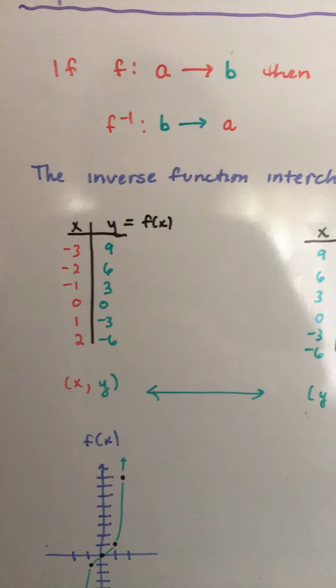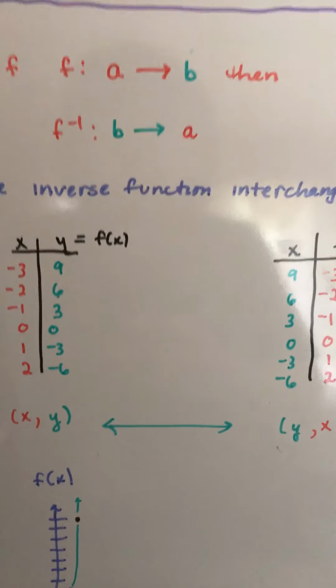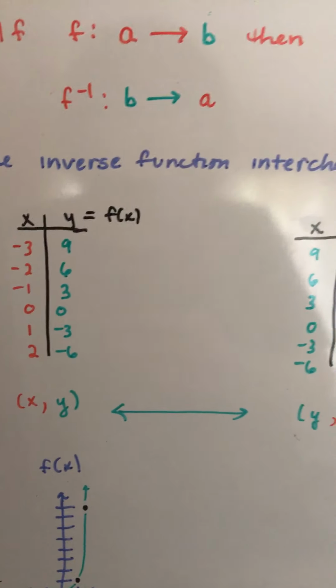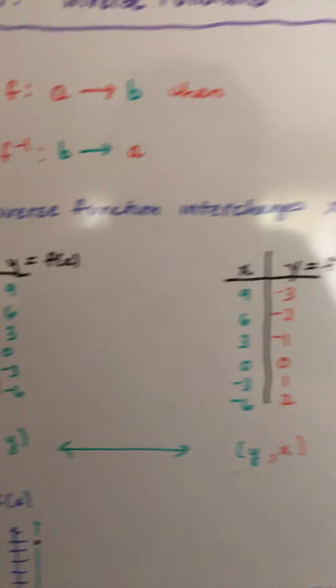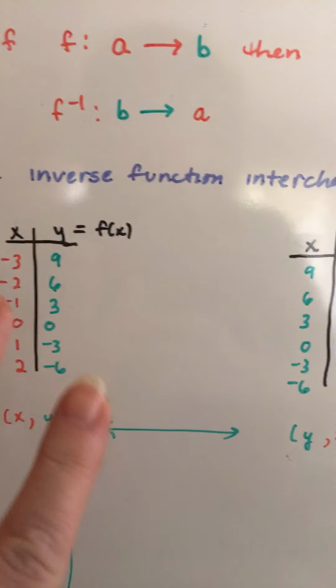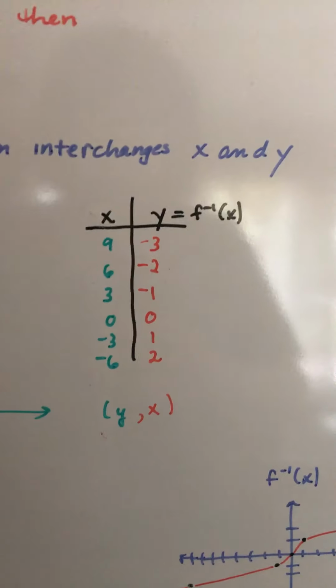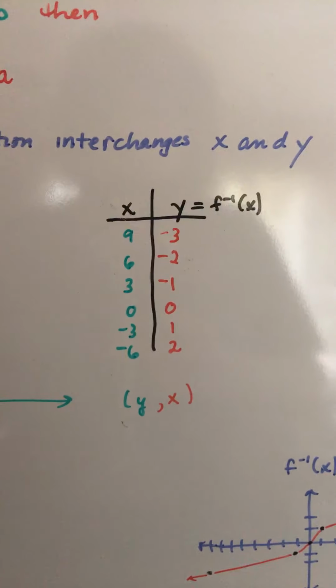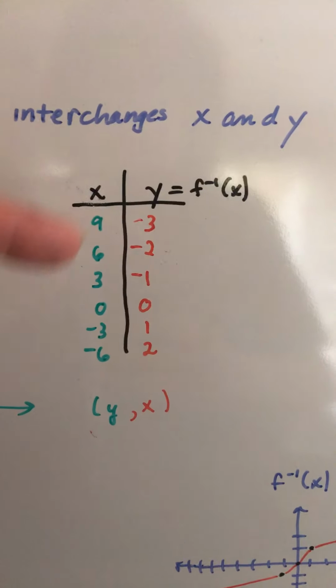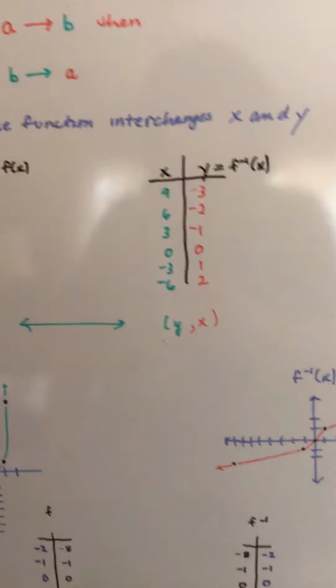So very simply, if these are my x's and these are my y's, and you can see this is a function because no y's repeat, I interchange the x and the y. And interchanging the x and the y, I now have the inverse function. And notice none of the y's repeat, so I was able to call it a function.